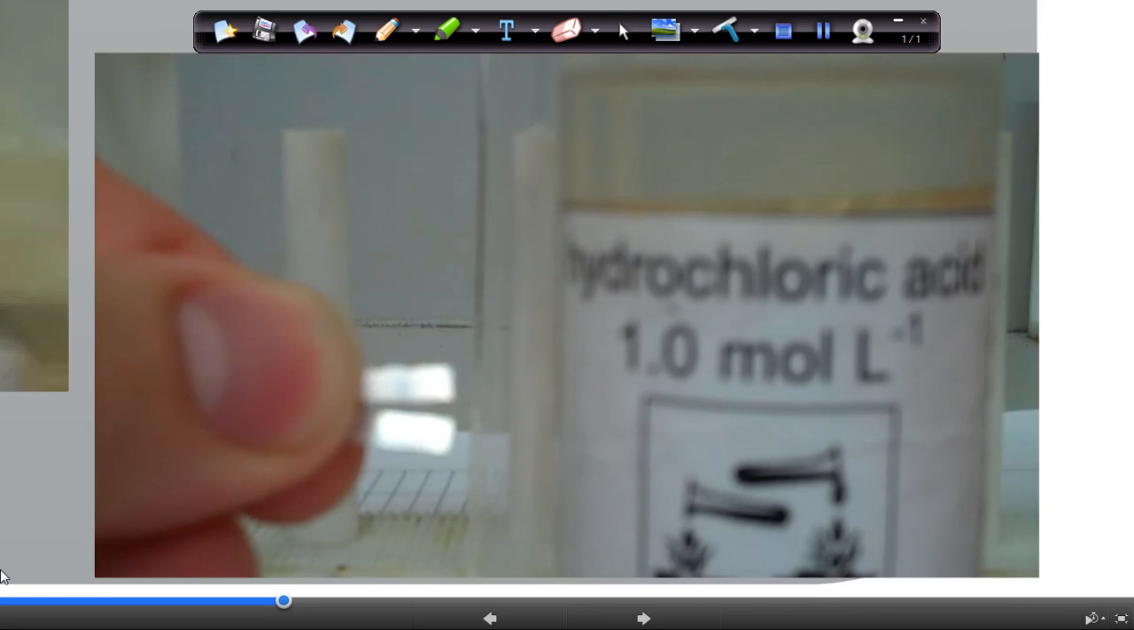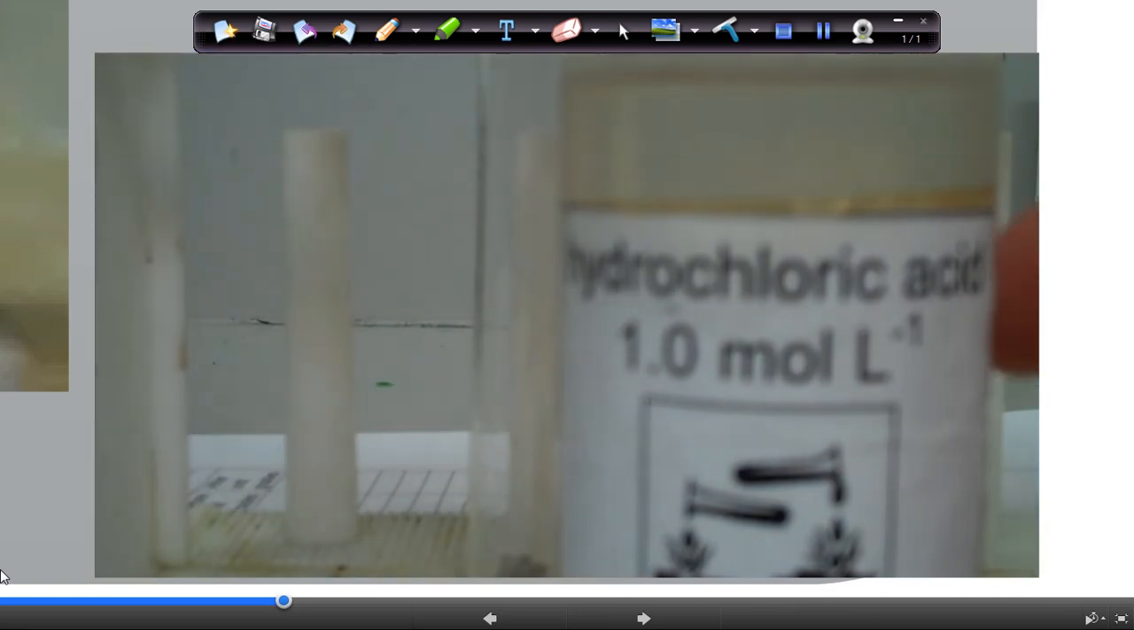Taking some magnesium ribbon, some strips of magnesium, and putting them in some hydrochloric acid. So adding some hydrochloric acid to the magnesium, and you can see it fizzing away there, fizz, fizz, fizz. That tells us it's producing a gas, and we can collect this gas by putting our finger over the top of the test tube.